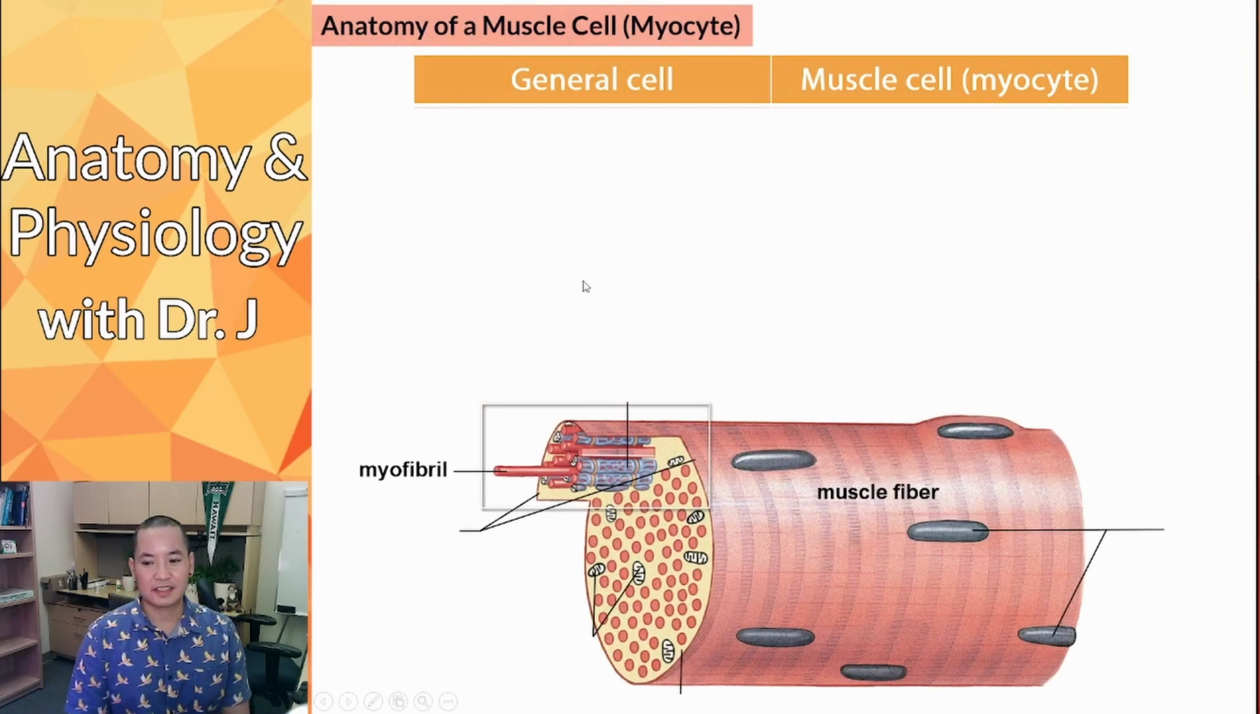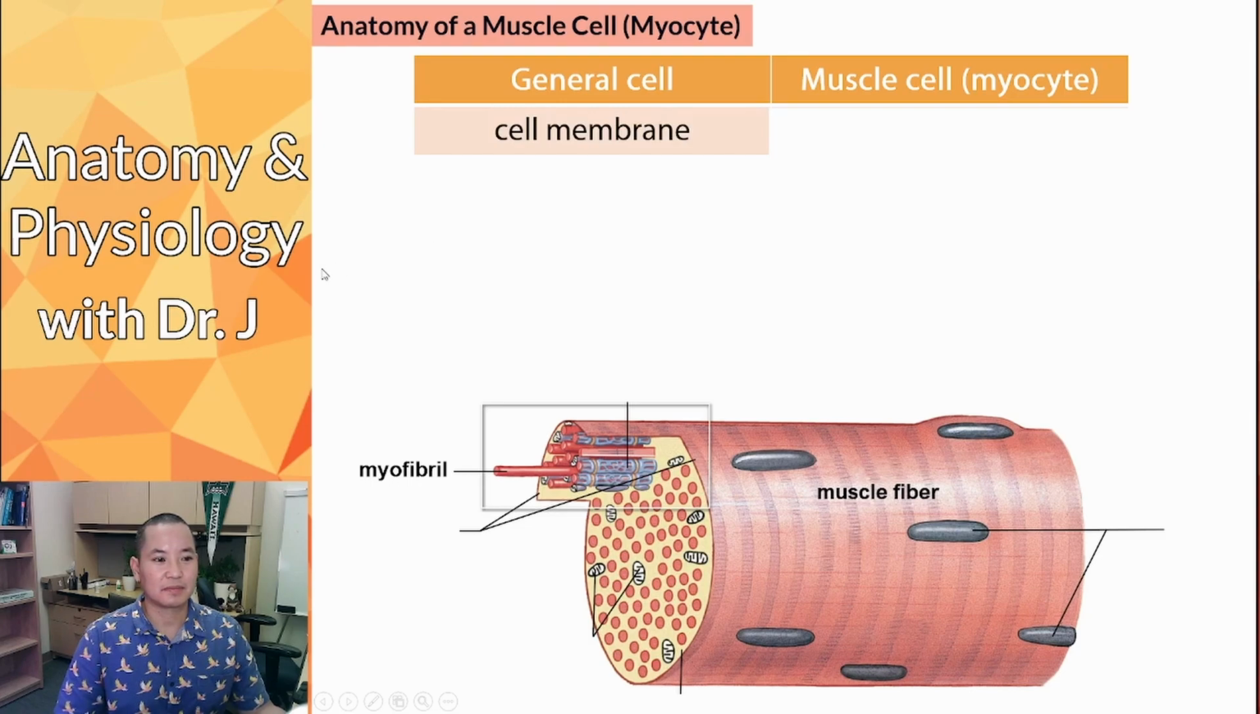The interesting thing is that, yes, muscle cells are cells, but they're a little special and they have some special names for their structures. So in a general cell, we have a cell membrane. And in a muscle cell, the cell membrane is sometimes called a special name: the sarcolemma. I know, it's just something you have to deal with.